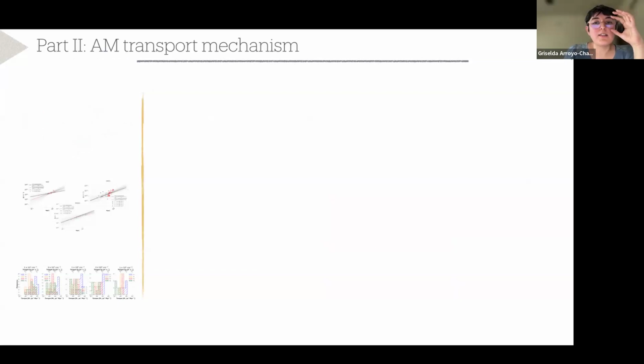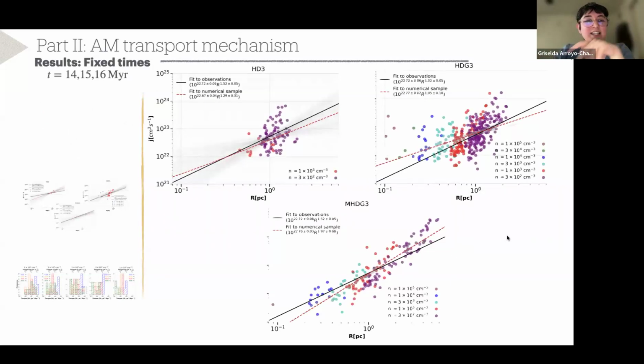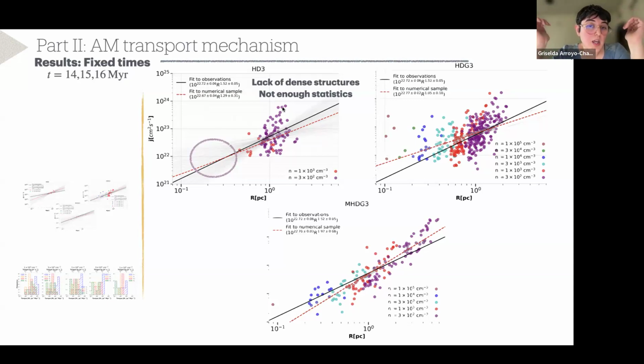What I'm showing here, again, are the J-R relations for the three simulations: only turbulence, gravity plus turbulence, and at the bottom gravity, turbulence, and magnetic field. The first thing to note is that in the simulation without gravity, even though most of the structures are around the black line, the observational trend, we have a lack of dense structures because we have a lack of gravity. But it's interesting that we can at least reproduce the magnitude of the specific angular momentum just with turbulence.